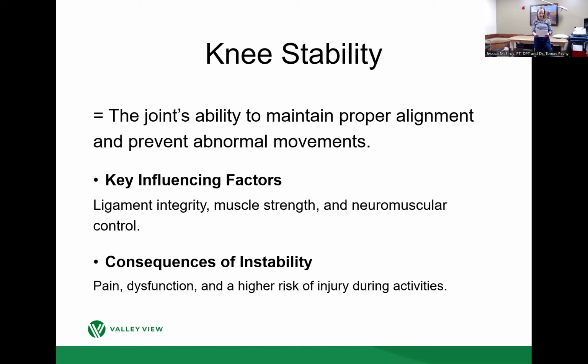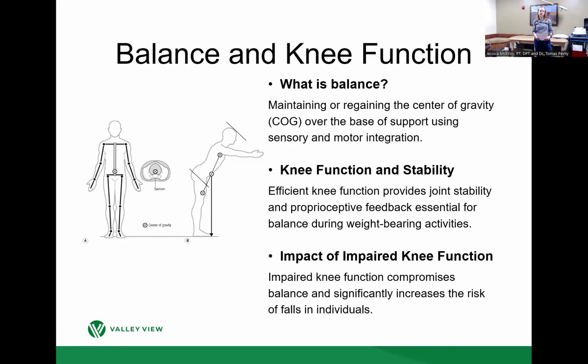Impaired proprioception, reduced postural control, altered gait mechanics, compromised neuromuscular responses, and inadequate lower extremity muscle strength can contribute to knee instability and increased fall risk. What is balance? Balance is maintaining or regaining the center of gravity over the base of support using sensory and motor integration. Efficient knee function provides joint stability and proprioceptive feedback, essential for balance during weight-bearing activities. Impaired knee function compromises balance and significantly increases the risk of falls in individuals.